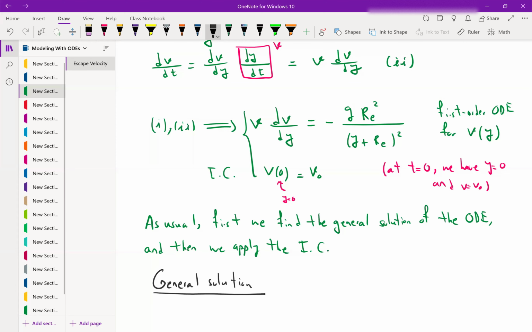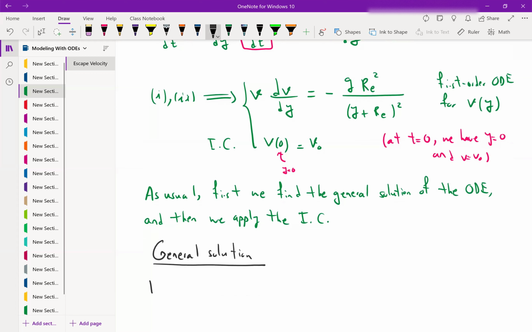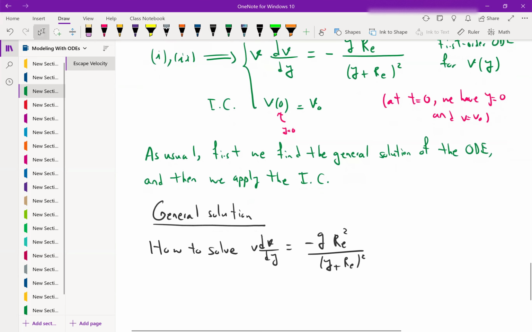So the question is how to solve this ODE: dv/dy equals negative g re squared divided by y plus re squared. All right, and with a little bit of thinking, I will tell you that this is actually a separable equation. So we can solve it using the steps that we have for solving separable first order ODEs.